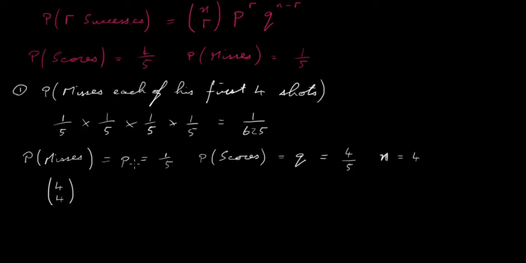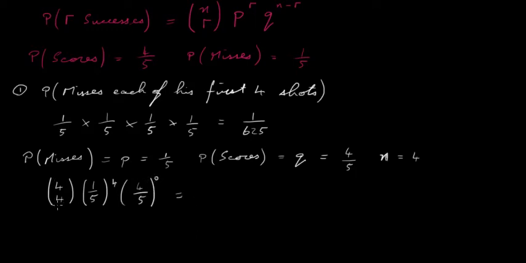The probability of success, that he does miss, is 1/5. So 1/5 to the power of r, which is 4. And Q here is going to be 4/5, the probability that he fails, in other words, he scores in this particular case. And that's going to be 4 minus 4, which is 0 here.